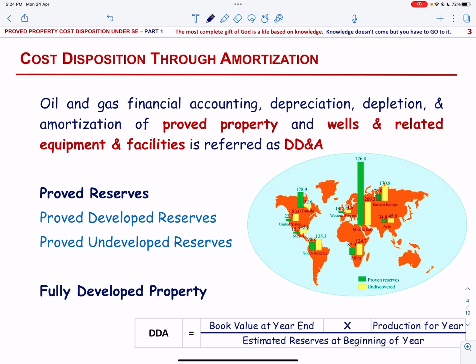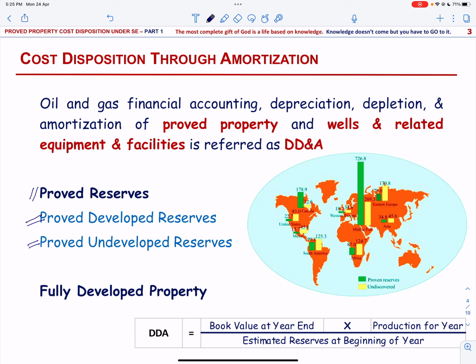Proved reserves are the reserves that are reasonably certain of producing oil. Such reserves are of two types: proved developed reserves and proved undeveloped reserves. Proved developed reserves are the completed reserves that are ready to produce from existing wells and equipment, and no additional cost needs to be incurred. Proved undeveloped reserves are the reserves that will produce only after incurring additional future cost.